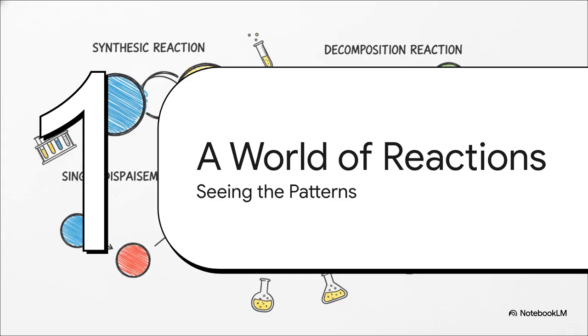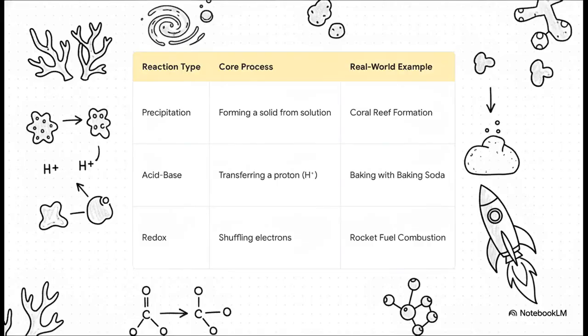But okay, let's pull back from the details for a second. We've covered the 3 main classifications. Now, let's tie it all together and see how these patterns are just woven into the fabric of the world around us. This table really sums it up perfectly, doesn't it?